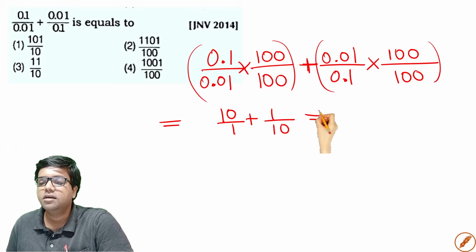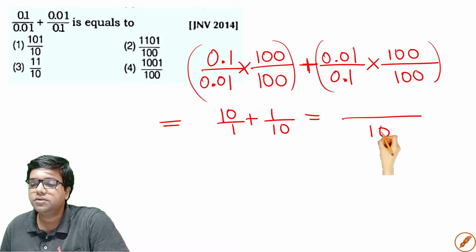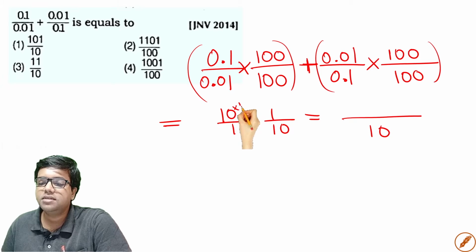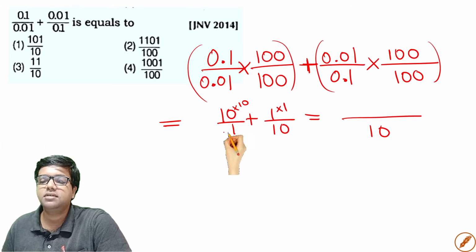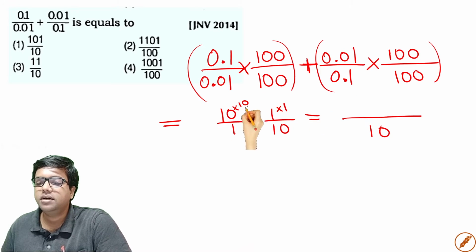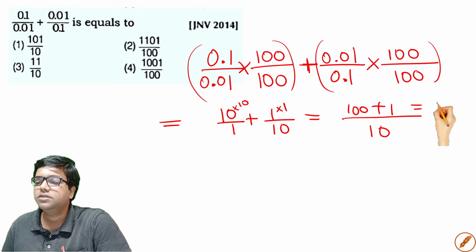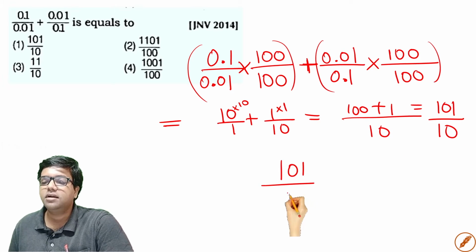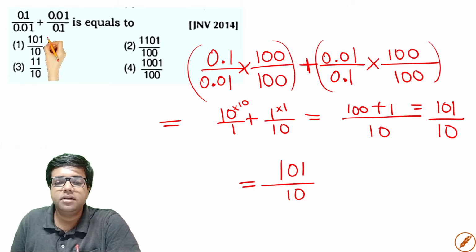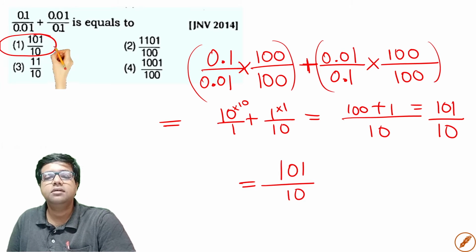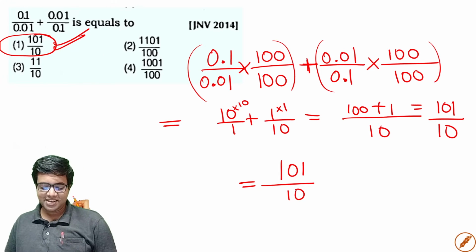Now if you take the LCM, this gives you 10, and 1 tens are 10, 10 ones are 10. Now do the math. 10 tens are 100 plus 1 one is 1, which gives you 101 by 10. So therefore the answer is 101 by 10. 101 by 10 is available in our option number 1. Option number 1 is the right answer for this question.